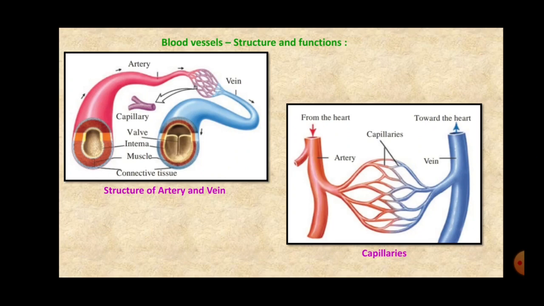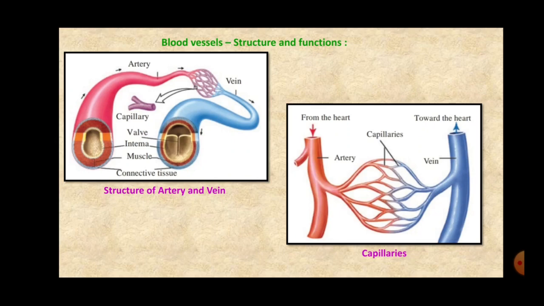Now the heart continuously beats throughout life. Because of this heartbeat, because of the pumping, the blood is continuously circulated through the blood vessels. So let's start with the first type of blood vessels, that is artery. These are the blood vessels which carry the blood from the heart to the different parts of the body.